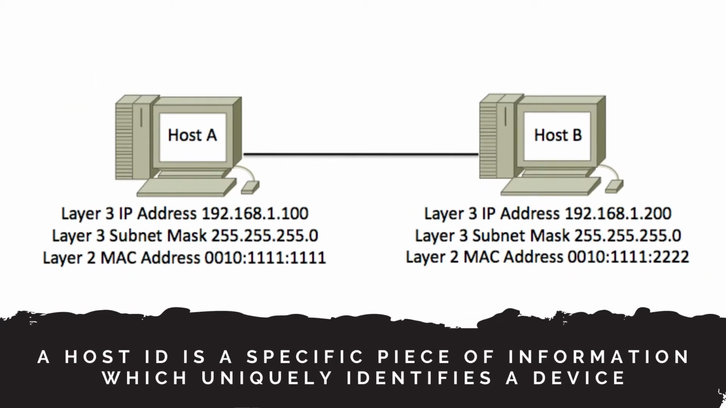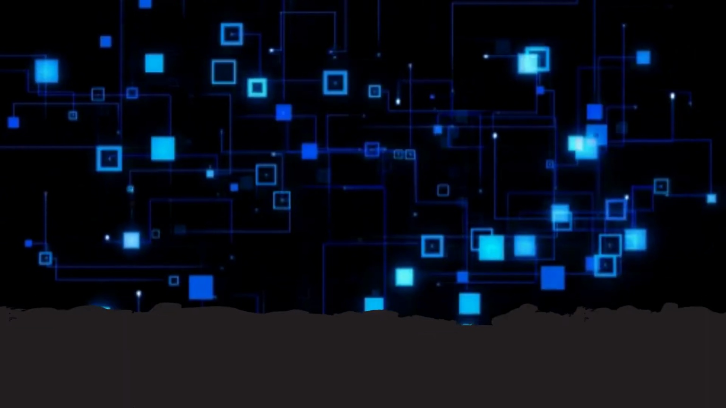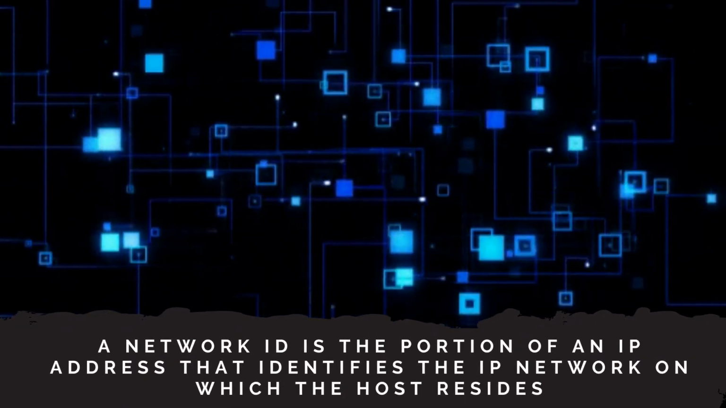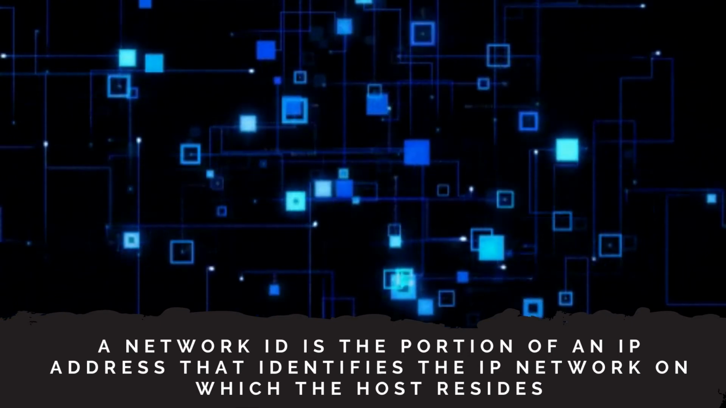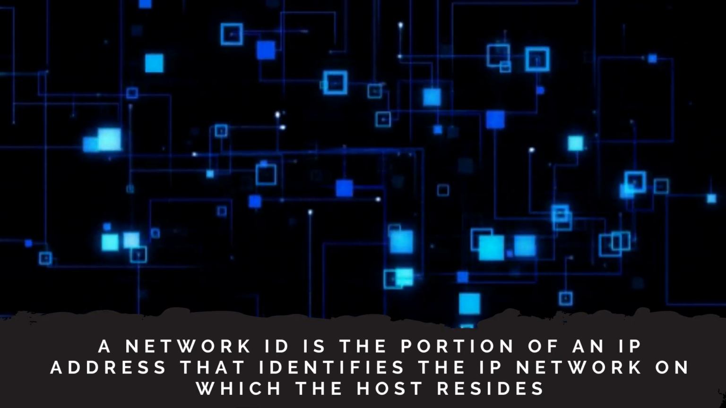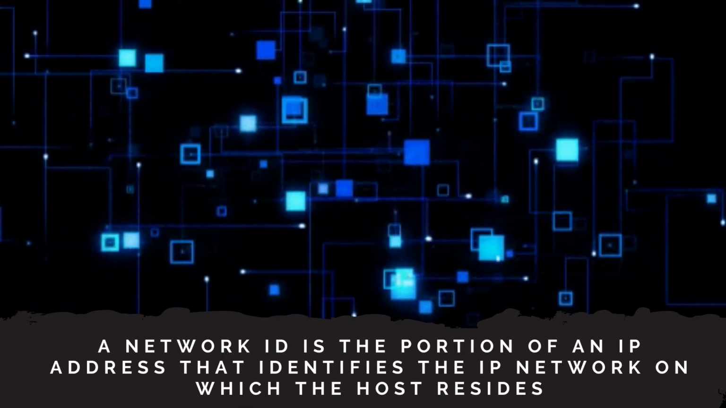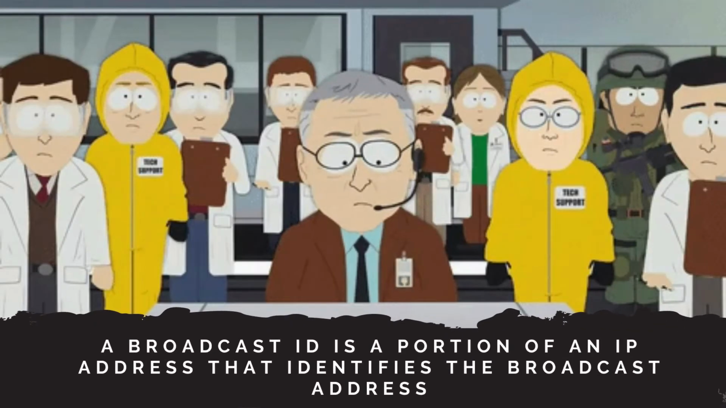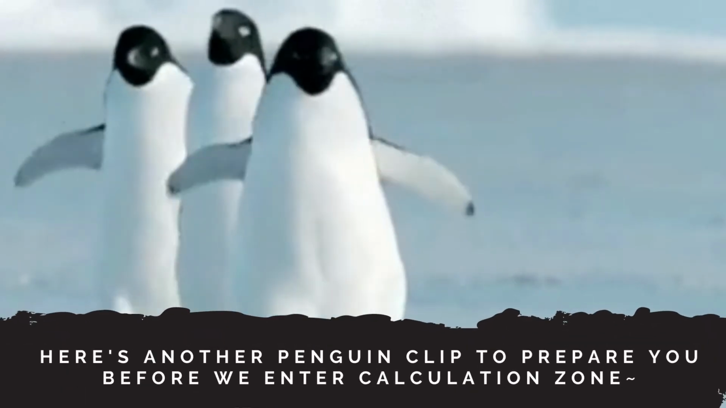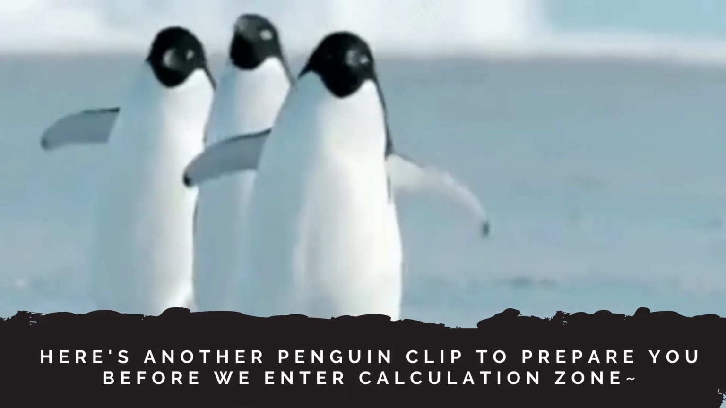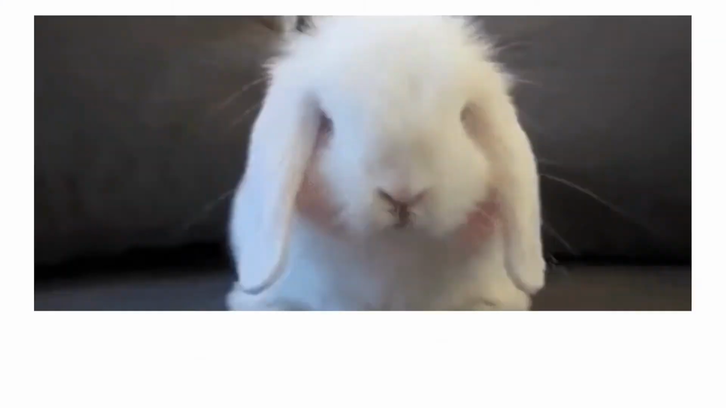A host ID is a specific piece of information which uniquely identifies a device. A network ID is the portion of an IP address that identifies the IP network on which a host resides. Lastly, a broadcast ID is a portion of an IP address that identifies the broadcast address. To fully understand what subnetting is, let's look at the following scenarios.